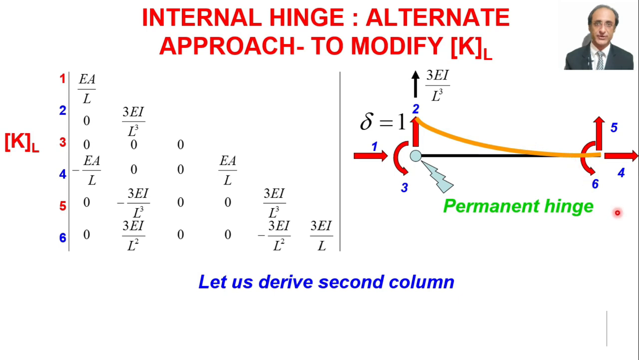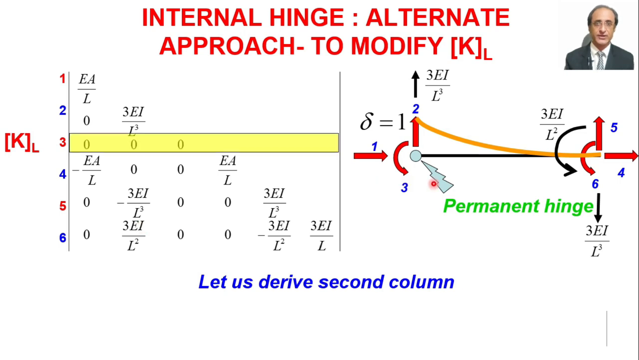Now we go further and we find out the reaction at the other end of the member, which will be opposite to the force applied here. So that will be 3I by L cube. That's why the corresponding term K52 is minus 3I by L cube. And finally, by making use of the moment equilibrium, we can find out that the moment developed at this particular end is 3I by L square, and this is nothing but equal to K62. So that's how we have derived the second column of the stiffness matrix.